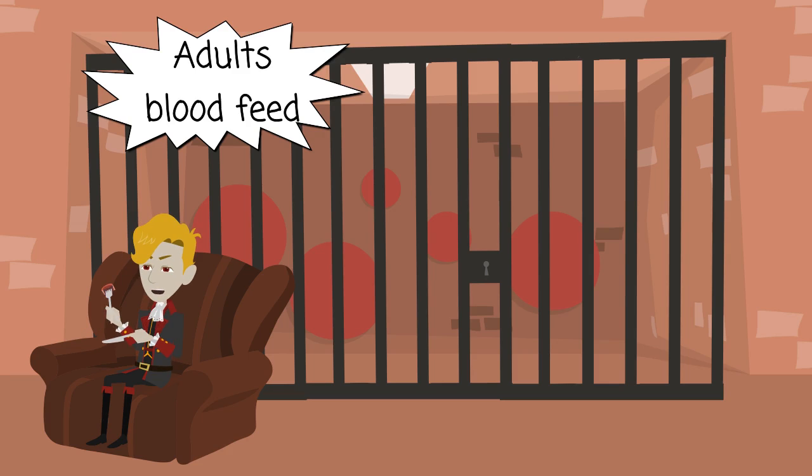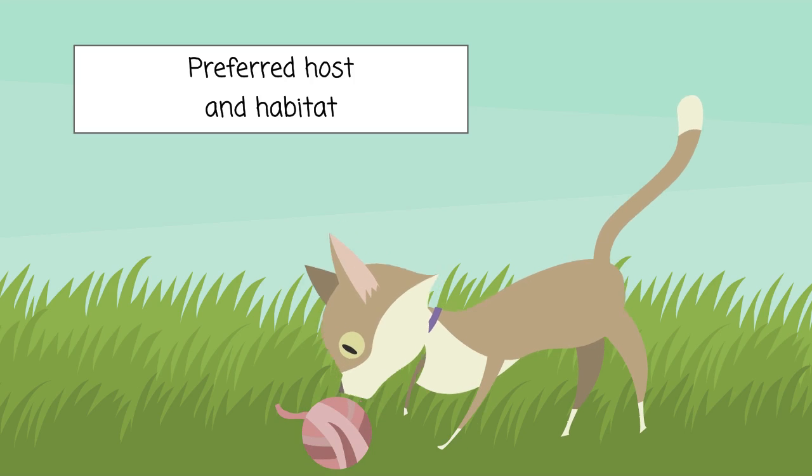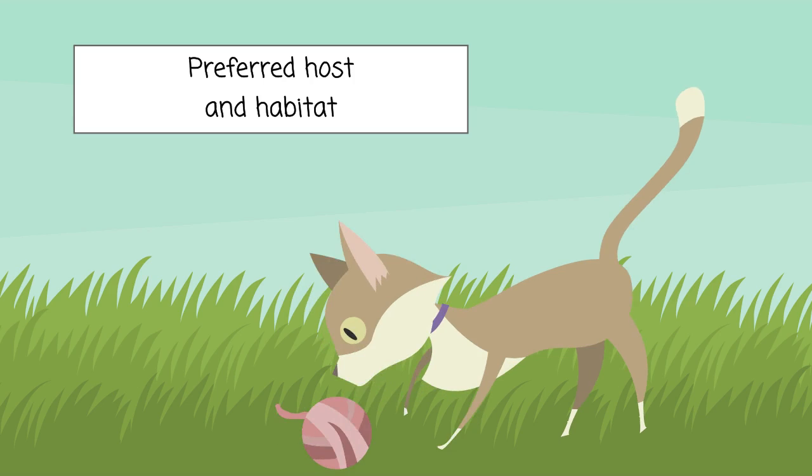Only adults like to blood feed. This is in response to carbon dioxide and vibrations emitted from the host, which attracts the flea and causes it to jump onto the host. The preferred host is the domesticated cat. The flea likes to live in the animal fur.